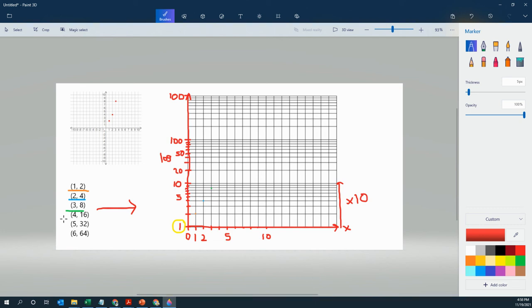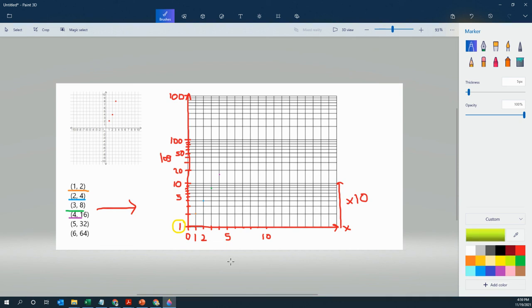Now our next dot is going to be 4, 16. Let's make this one purple. So you're going over 2, 3, 4 and up 16. And 16 is going to be somewhere between 10 and 20, right? So it's going to be somewhere there. It's actually not going to be exactly in the middle, because as you see, the 5 is about 2/3 up. So the 6 is going to be a little beyond 2/3 up.